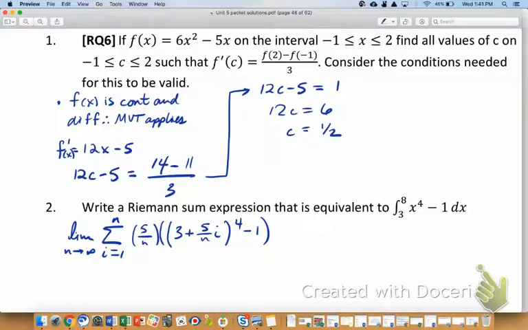Number 2 is a Riemann sum. Very similar to the ones that we've been doing for the past couple of days.